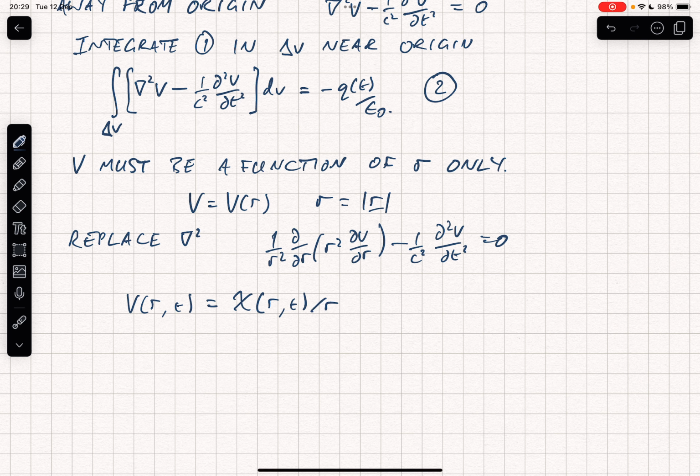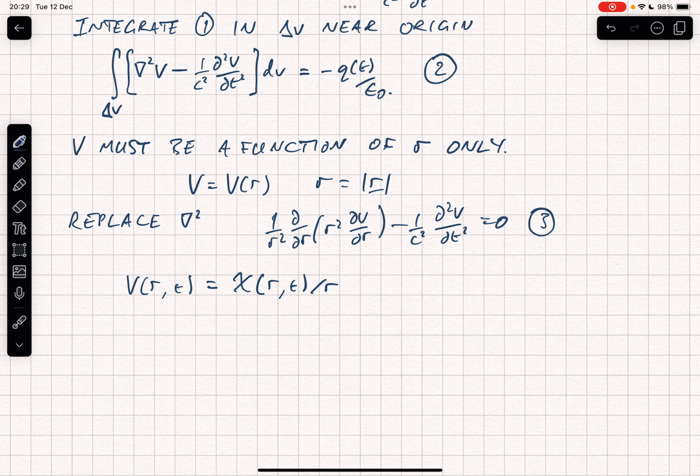And when you substitute that into this little Schrödinger equation, equation 3 up here, it's not actually the Schrödinger equation, it's the wave equation, sorry, I misspoke. Then what we find is d2 chi by dr squared minus 1 over c squared d2 chi by dt squared is equal to 0. And this is just simply a 1D wave equation.